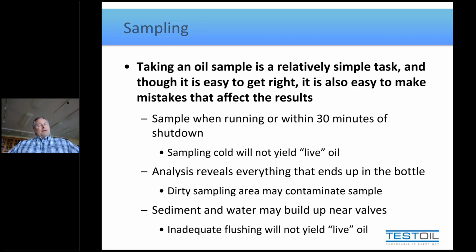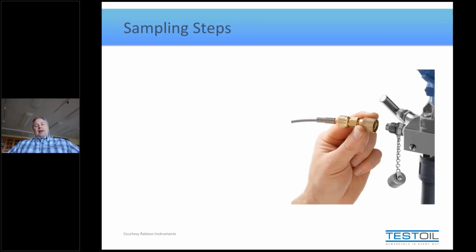And we also don't want to sample from an area that has a tendency for sediment and/or water to collect. If it does, and that's our only choice, we must make sure we flush it so that we don't get that kind of data. So the way I look at it is there's really only 5 steps. You can say them in 5 words. In fact, they're only 5 syllables.